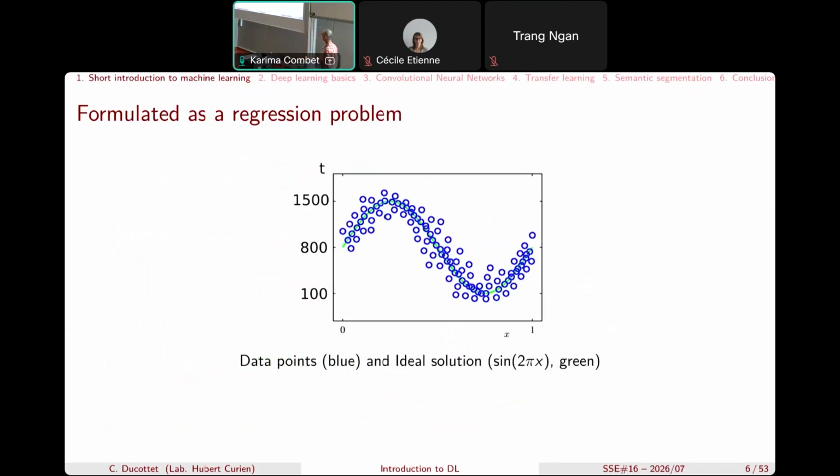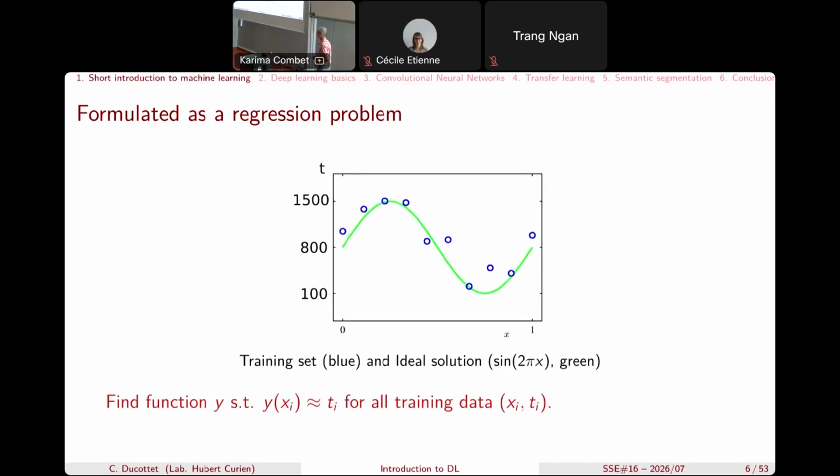So if we consider this regression problem in 1D, it could be something that you may know, because this is a very simple problem where we have an x value, which is here one-dimensional, and we want to know this target value t, and we have some data points, which are the blue ones, and we have here an unknown function which is an ideal regression, an ideal solution.